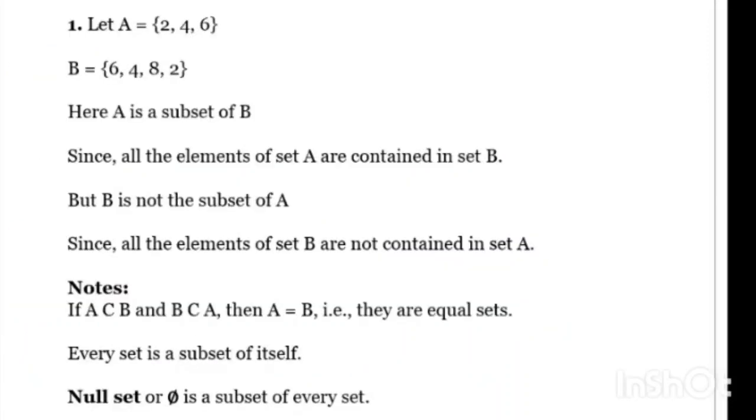If the set A contains the elements 2, 4 and 6 and the set B contains the elements 6, 4, 8 and 2, then we say that A is a subset of B.